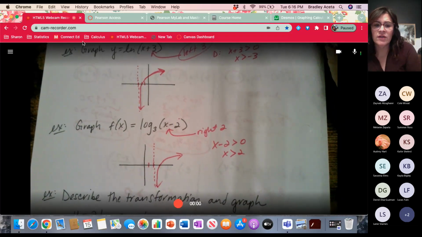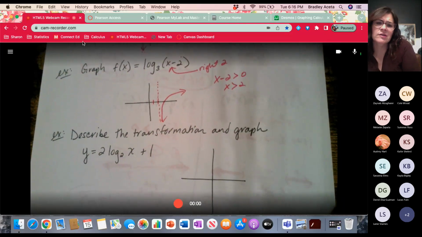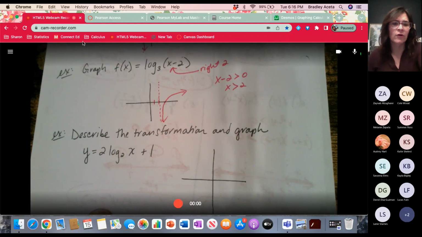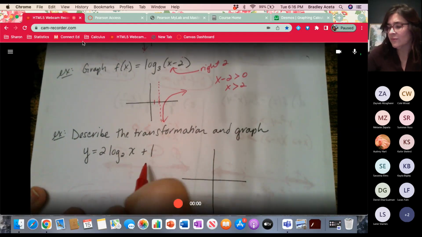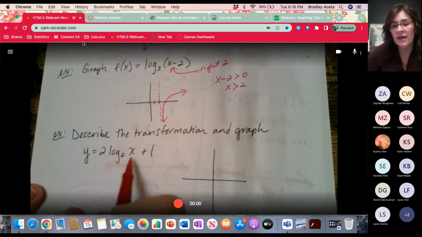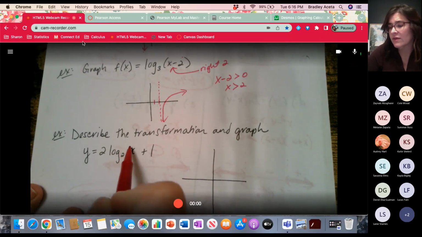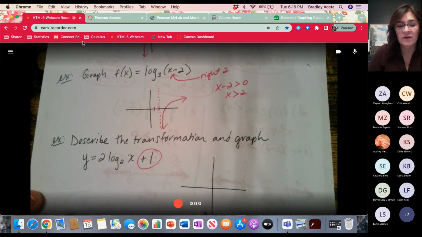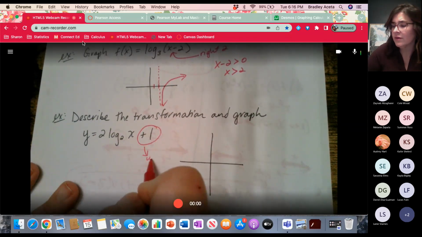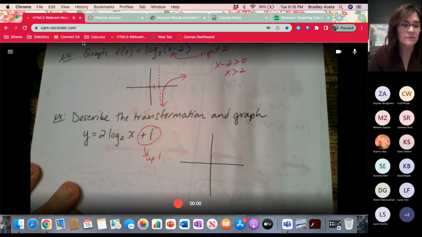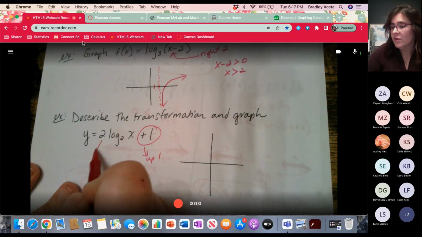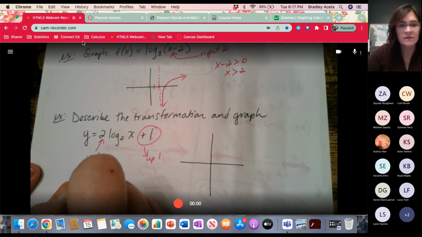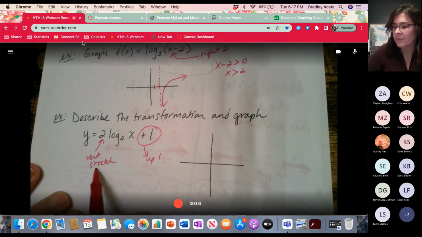You will get asked a question on describing the transformation because, you know, they love that stuff. So you look at something like this and you're like, okay, what occurred? If there was a number with the x inside, like a parenthesis like this one up here, you'd say, oh, it went right 2. But if it's just +1 on the outside, that means it went up 1. And if there's a number outside of the log, remember those are the vertical stretches, by a factor of 2.